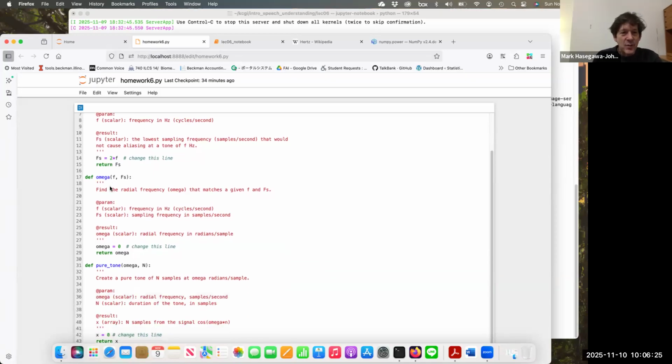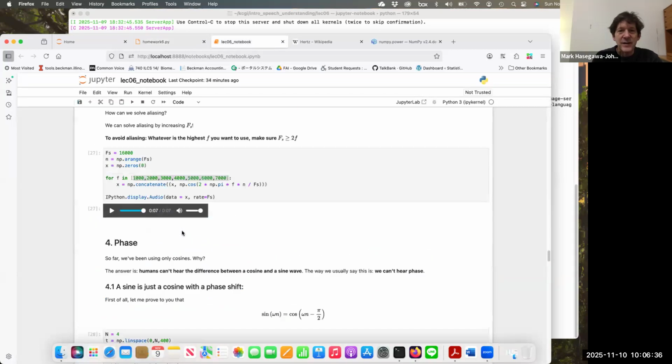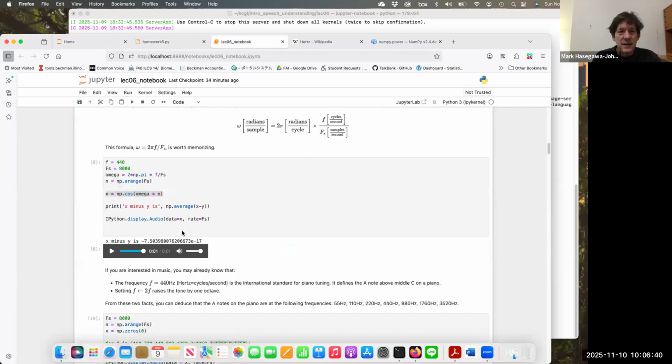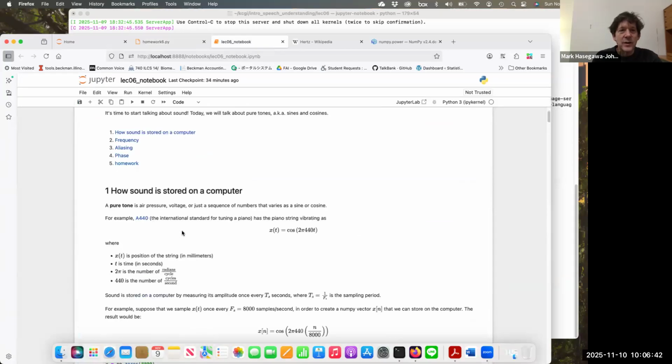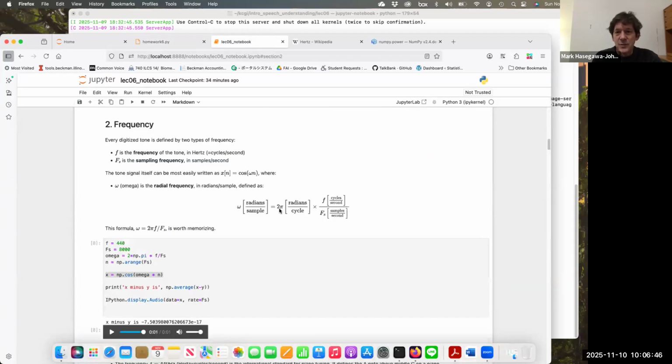And then omega, find the radial frequency that matches a given f and fs. So we're given an f and an fs, and we have to return omega. Let's go back and see if we can find that. There's how sound is stored in a computer. Frequency, omega is equal to 2 pi radians per cycle times f over fs. Oh, I even have the formula right here.